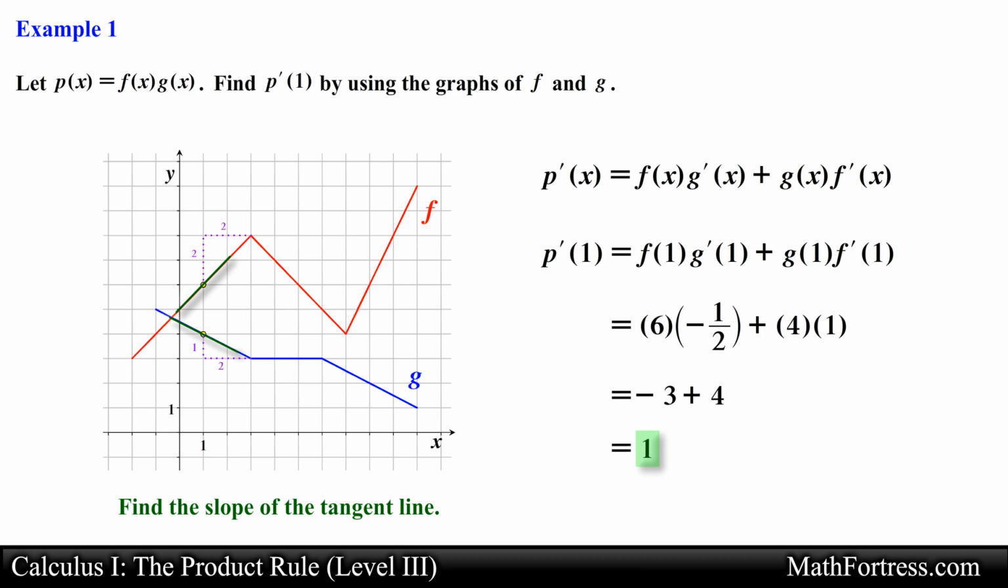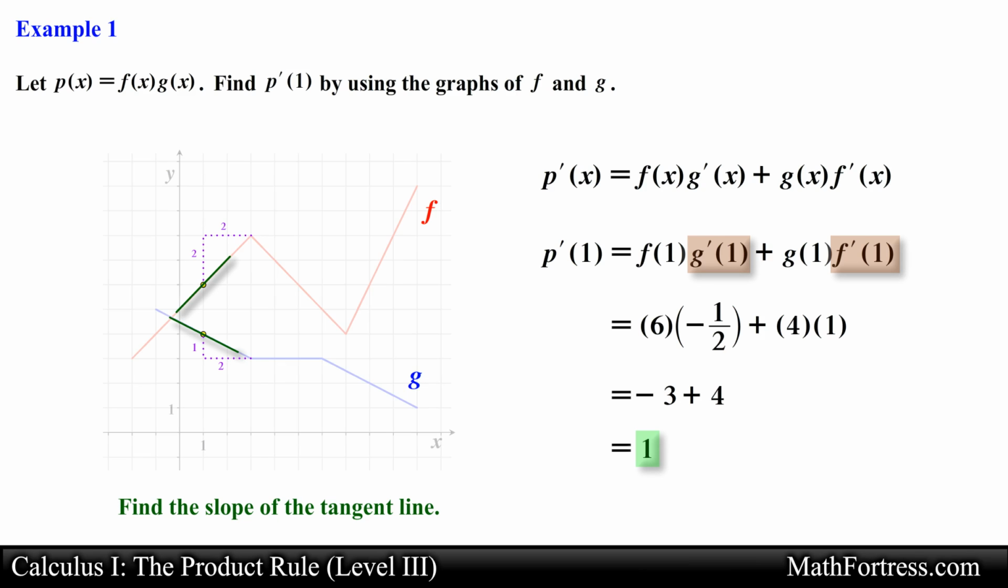This problem is testing a couple of things. First, it is testing to see if you understand the product rule. Second, it is testing to see if you understand what g of 1 and f of 1 represent. In this case, they are just the y-coordinates on the respective graph at x equals 1. Lastly, do you know how to find g prime and f prime by using the geometric definition of the derivative? Remember, it is just the slope of the tangent line at any given point on the function.